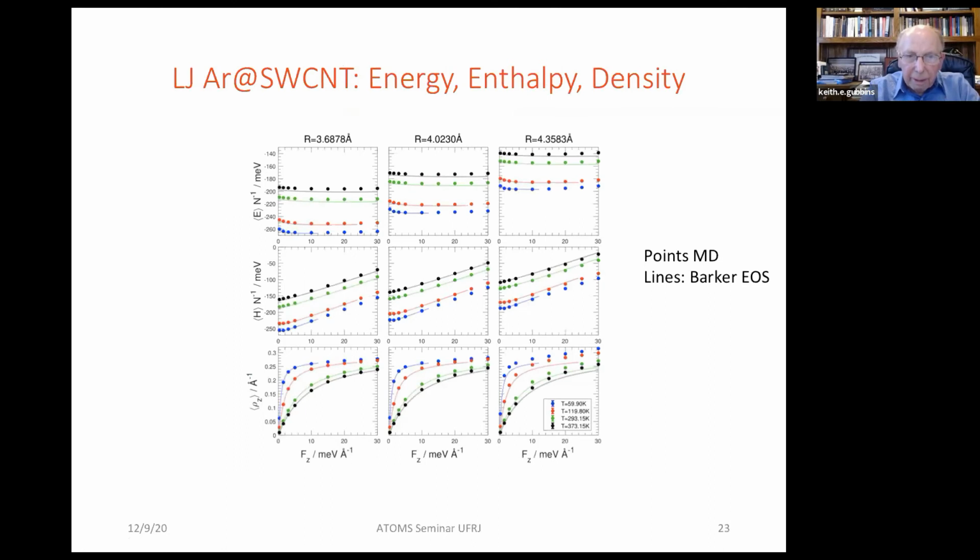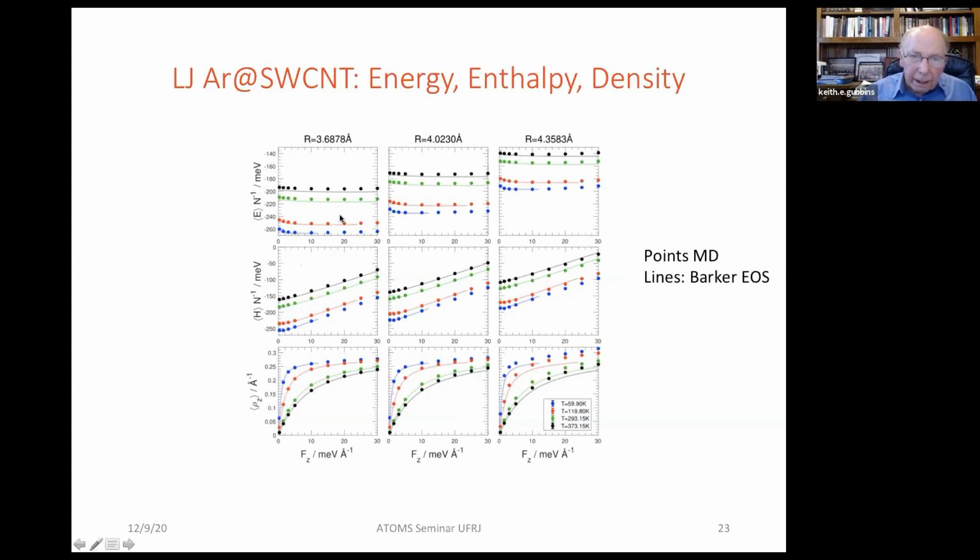So here is a comparison of the Barker equation with molecular simulation results. These points are the simulation result. You can see it's not perfect. This is the density, this is the enthalpy, and this is the internal energy. And these are different diameters of the tubes, but all the tubes are pretty small diameters. They vary from just over 7 angstroms diameter up to about 8.5.